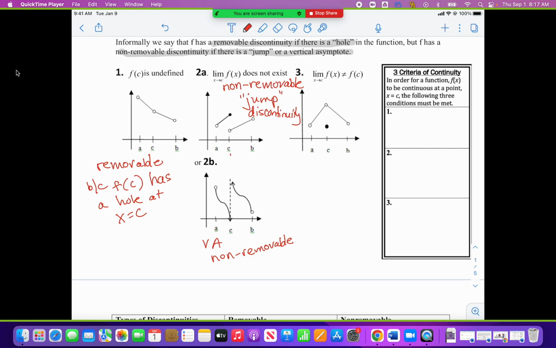And in both of these, do you notice that the limit as x approaches c of f of x does not exist? But in number 1, the limit as x approaches c of f of x exists. It's whatever value that is. All right, try the third one.